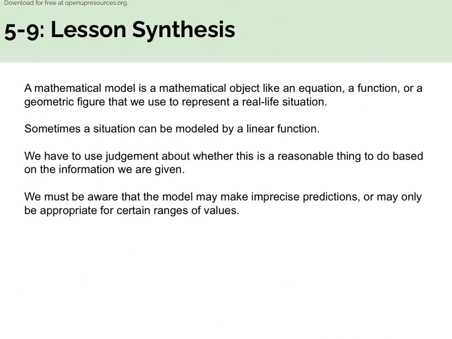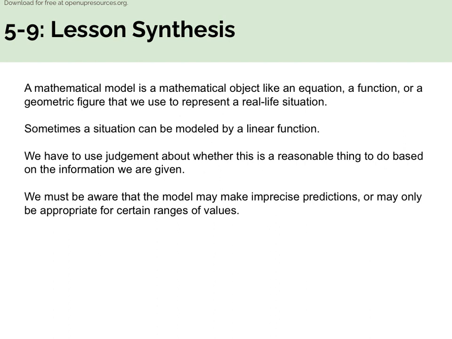So to help us understand for today, remember that a mathematical model is a mathematical object, like an equation or a function or a geometric figure, that is used to represent a real life situation. So we have an equation, a table, a function, all kind of go with a story, or story problem. Sometimes a situation can be modeled with a linear function. So remember, a linear function gives us a straight line. Can it be done with a straight line? Yeah, like the last one that we did, the garbage collection.